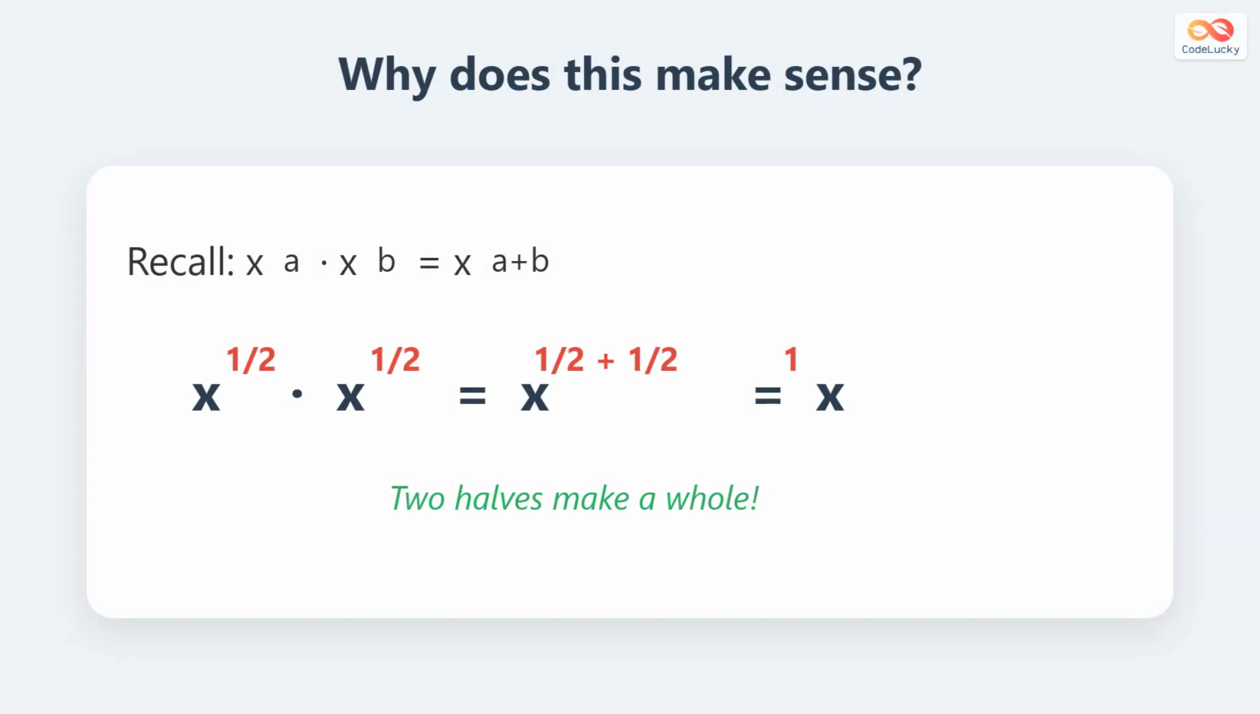Why is this true? It comes from the multiplication rule of exponents. If we multiply x to the 1/2 by itself, we add the exponents. 1/2 plus 1/2 equals 1. Since multiplying this number by itself gives us x, it must be the square root of x.